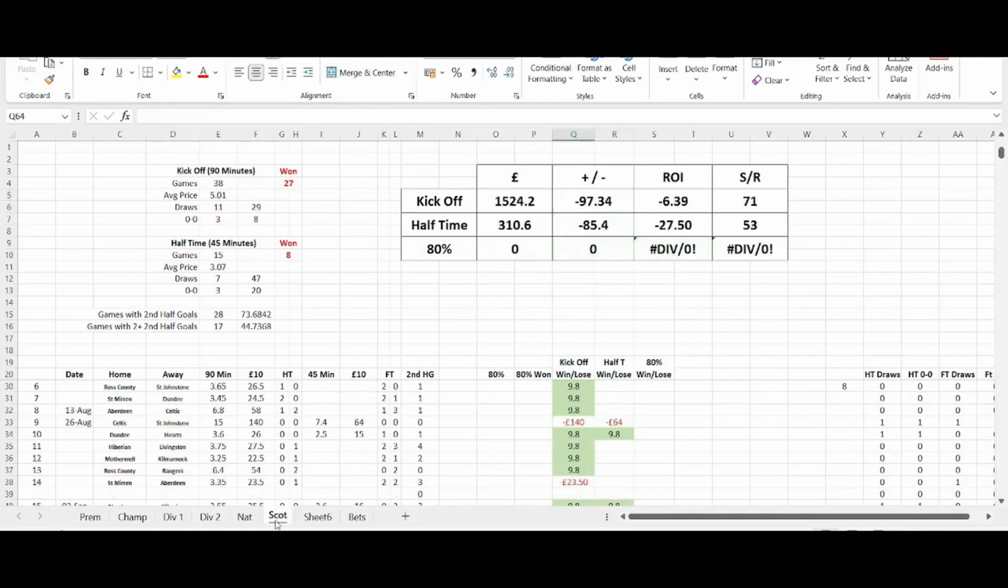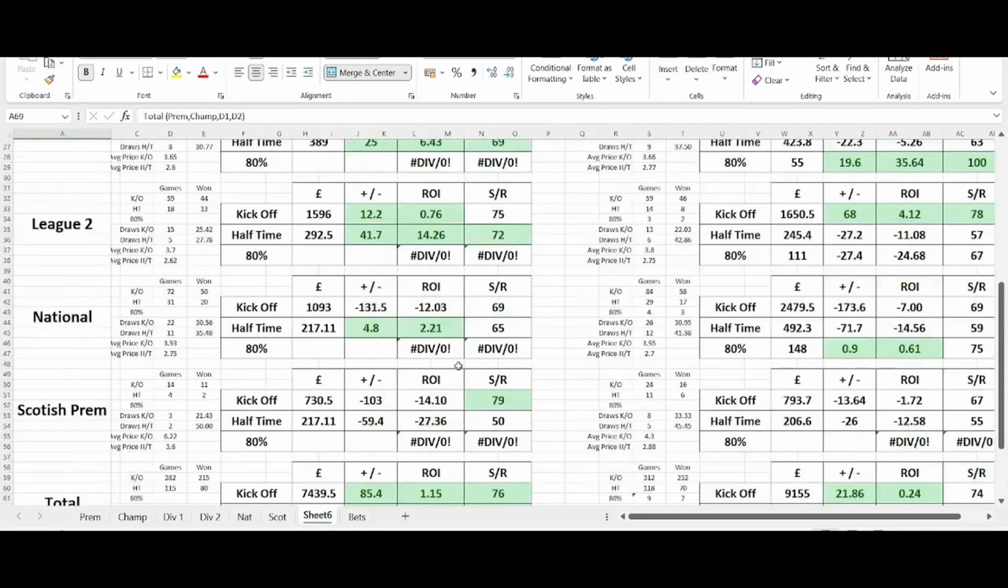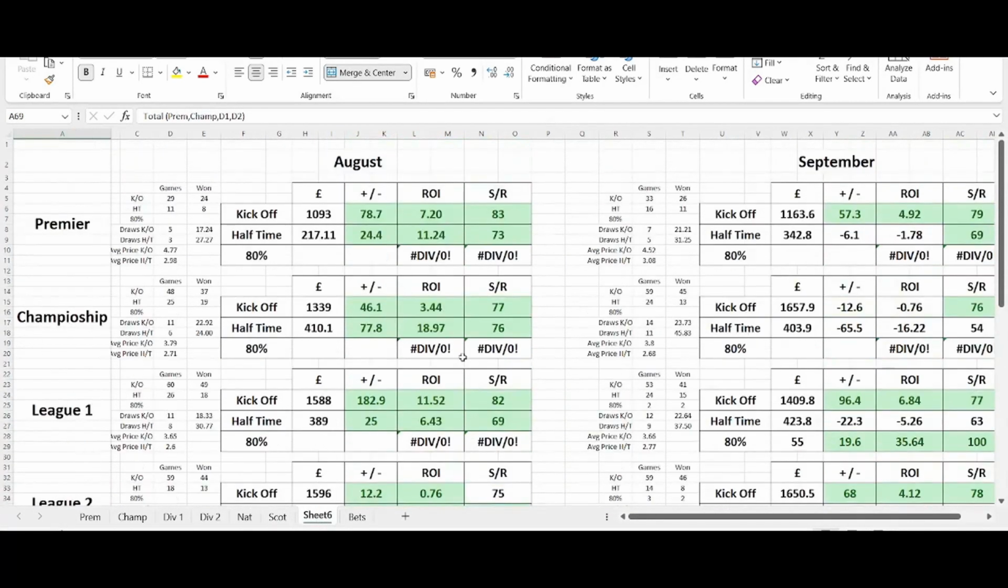I've also been doing it for the Scottish League. Again, you would have been down nearly £100 and £85 at half time, with strike rate at 71 and 53. What this is leading into basically is everything collective together. So I've got August, September, and obviously I'm going on, I'll do it for different months.